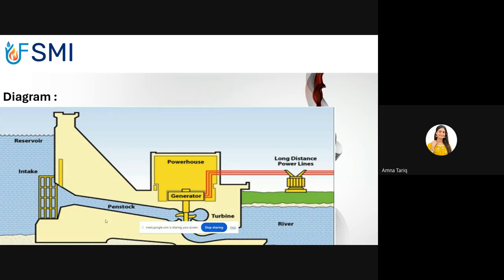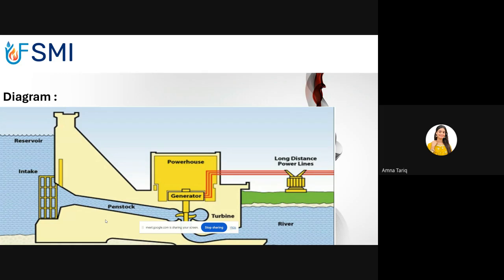After the generator, the next is the powerhouse. The generator and other electrical equipment are housed in a building called the powerhouse. And next and last is transmission lines. The electricity generated by the power plant is carried over long-distance transmission lines to homes and businesses. Okay, so this diagram helps us understand the working process of embankment.